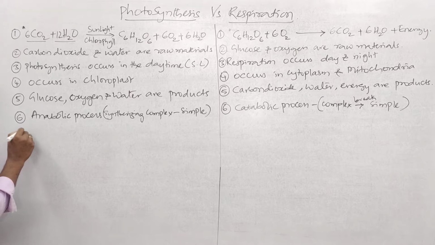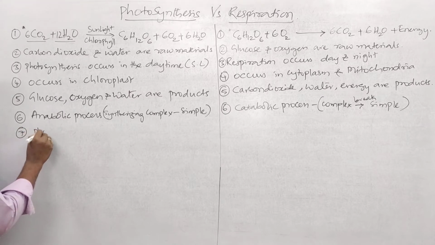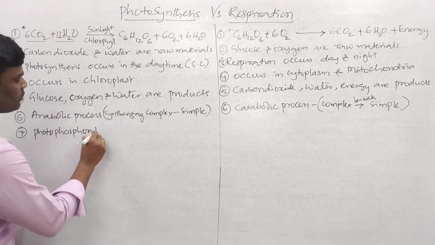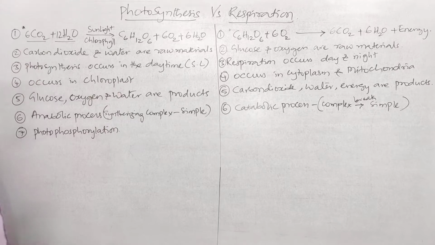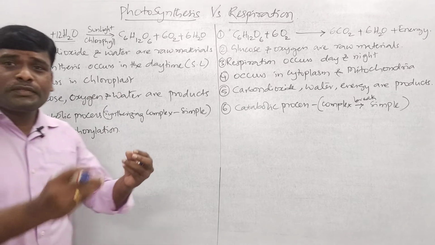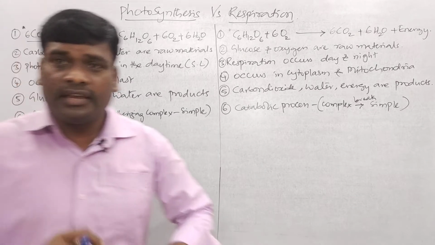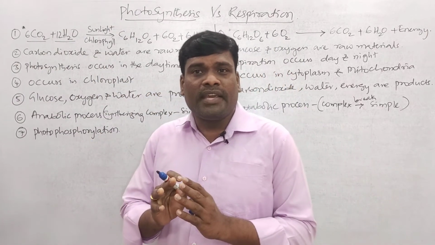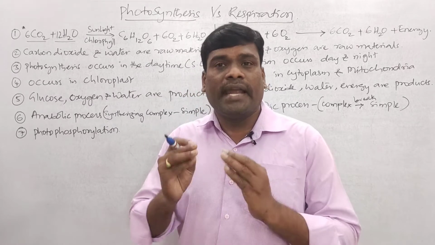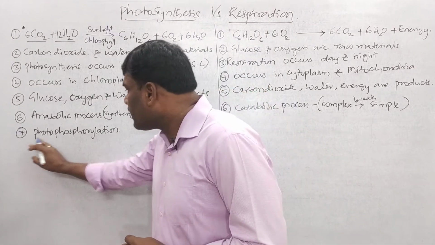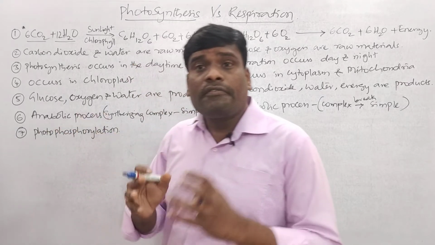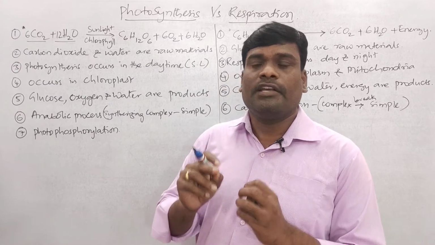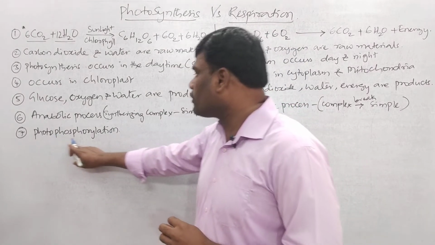What is that? Photophosphorylation occurs in photosynthesis. So for your better understanding, I'll tell you what is meant by phosphorylation. Phosphorylation means formation of ATP molecules. So photophosphorylation means what, children? Here formation of ATP molecules by utilizing the photo, that is light. So that we call it as photophosphorylation.